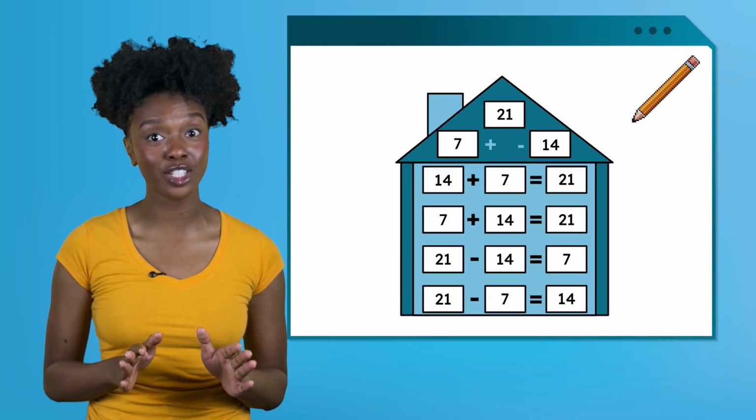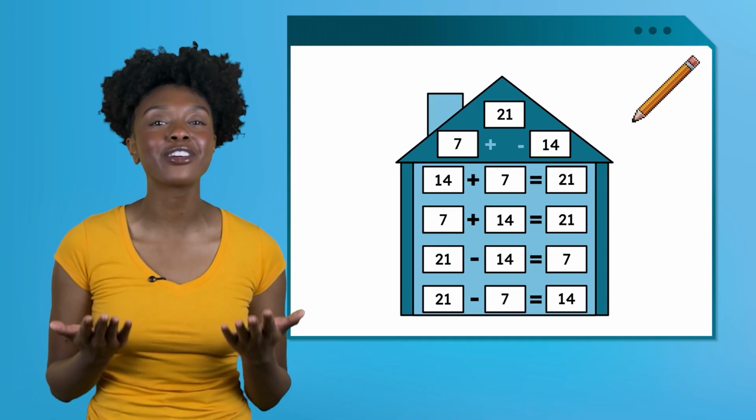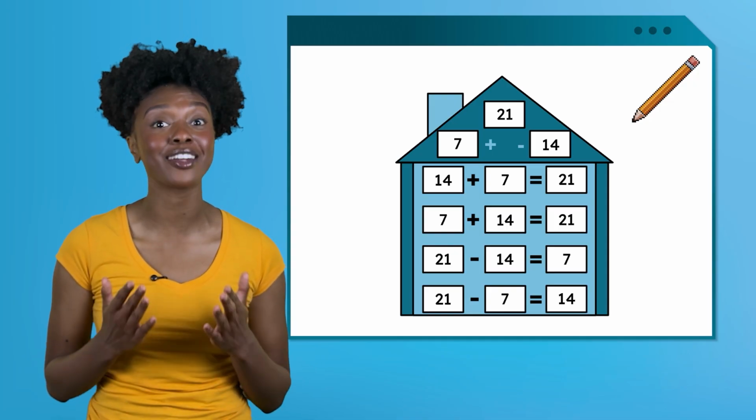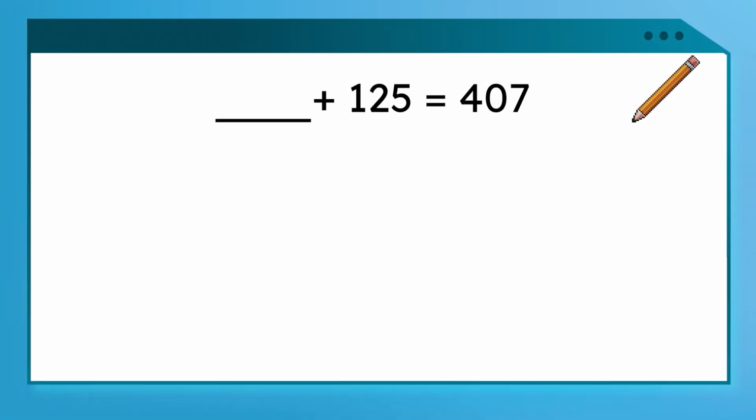Knowing how numbers relate to each other in their fact family and rewriting these problems will help us find missing numbers. In our first example, we have some number plus 125 equals 407. Which operation are we starting with? Yeah, we have an addition problem, so we should try turning it into a subtraction problem to help us find the missing number. When we turned our first example into a subtraction problem, what number did we start with?